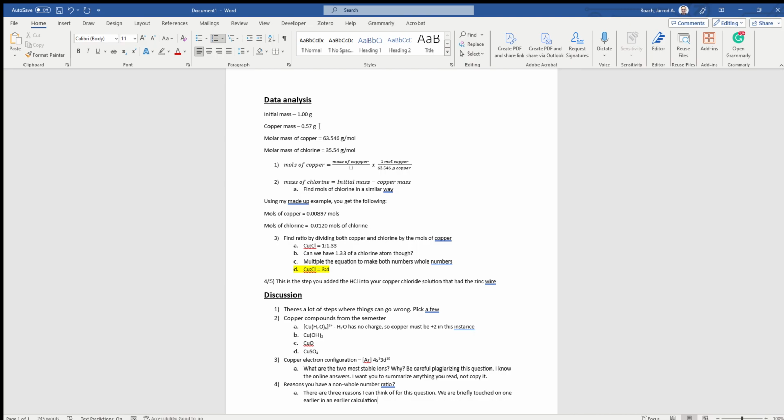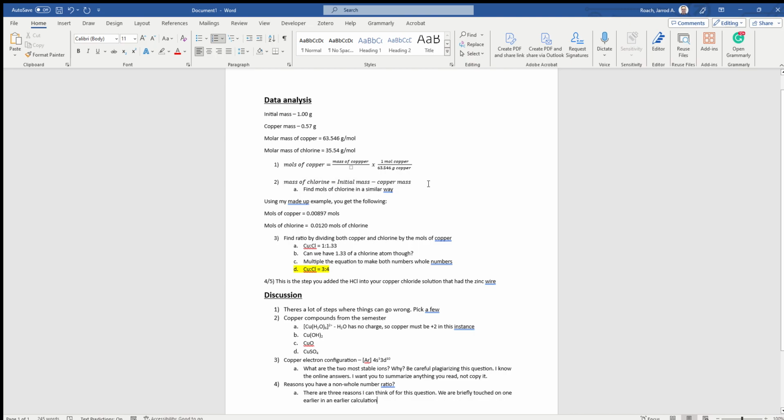Now, using this, we can figure out what our molar ratio of copper to chlorine is, and the questions for this lab guide you through the process. Question 1 is asking you to determine the moles of copper that you have. To do that, you multiply the mass of copper by the inverse molar mass of copper, or another way of imagining that is dividing the mass of copper by the molar mass of copper. If you set it up like this, you'll see that grams will cancel and you'll be left with your moles of copper. For me, that would be 0.00897 moles.